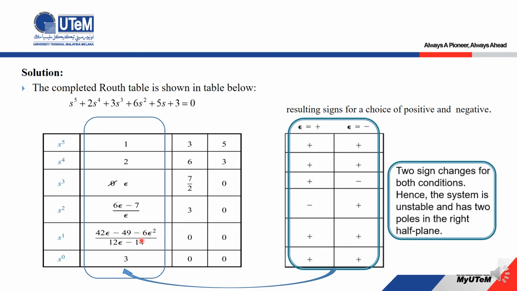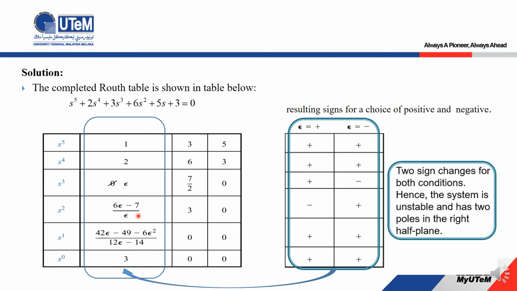So negative divided by negative becomes positive. From here to here we have another sign change, because this one is negative and this one is positive. From here to here there is no sign change, because this one is positive and this one is also positive.